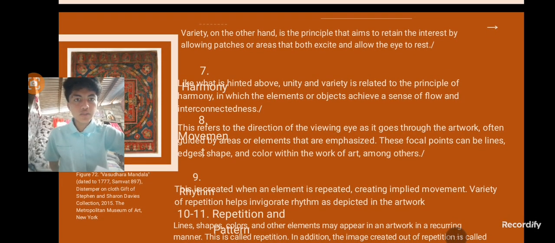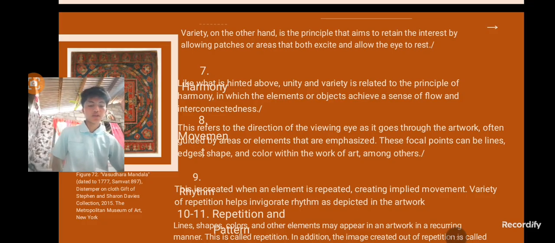Movement. This refers to the direction of the viewing eye as it goes through the artwork, often guided by areas, elements that are emphasized. These focal points can be lines, edges, colors, and work of art. Movement guides the viewer's eye through emphasized parts of the artwork, lines, shapes, colors.